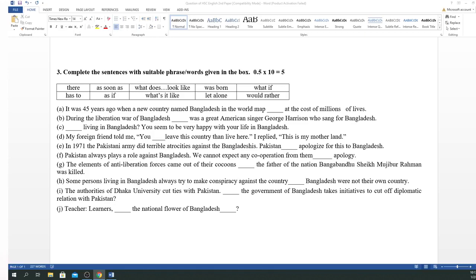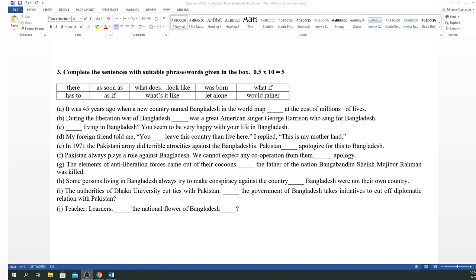One student has written, the answer should be was born. I'd like to have some more answers from you. Was born. Yes, absolutely correct. What do you think? Is this topic easy or difficult? The easiest grammatical item for intermediate second year is gap filling with phrases and words. Look at this. The answer of question number A is was born.